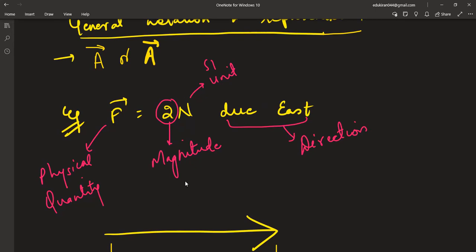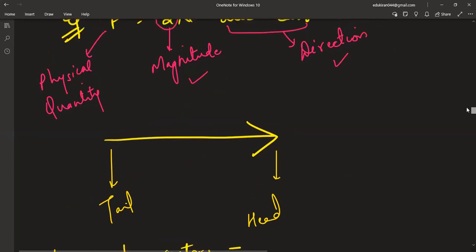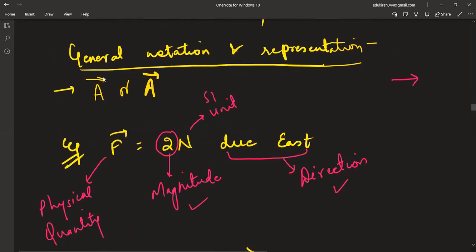Now you can see you are having a magnitude and a direction, and for solving force, you cannot add two forces directly. You have to follow all the laws that are present. Now, how to identify whether a quantity that is written is a vector or scalar? In your books, you will see an arrow is made. This arrow has a head and a tail. So a vector is present.